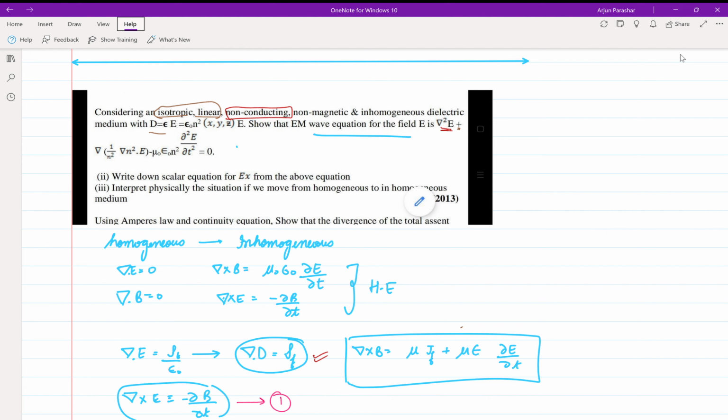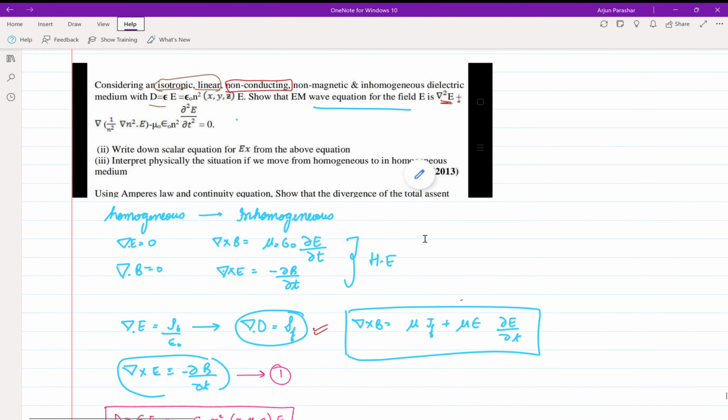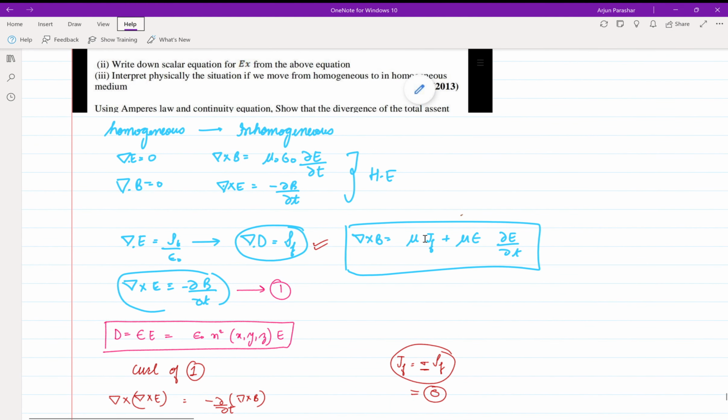So, let me just talk about the third part first. It says from inhomogeneous to homogeneous. So these are the equations of inhomogeneous, and these are the homogeneous equations where Jf and rho f are zero. I hope you can see that current density and charge density are zero. It means that no charge and no current is present. It means the medium is homogeneous.